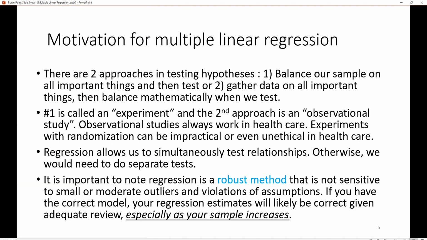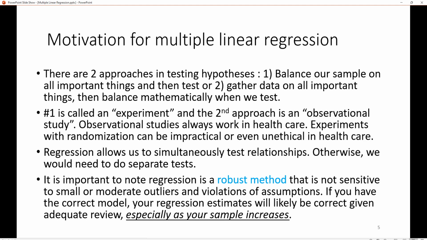And so we have a motivation for multiple linear regression. This goes back to why the method was created. We'll start with the fact that there are two approaches in testing hypotheses. The first is to balance our sample on all important things and then test. And we did that with the COVID vaccine.